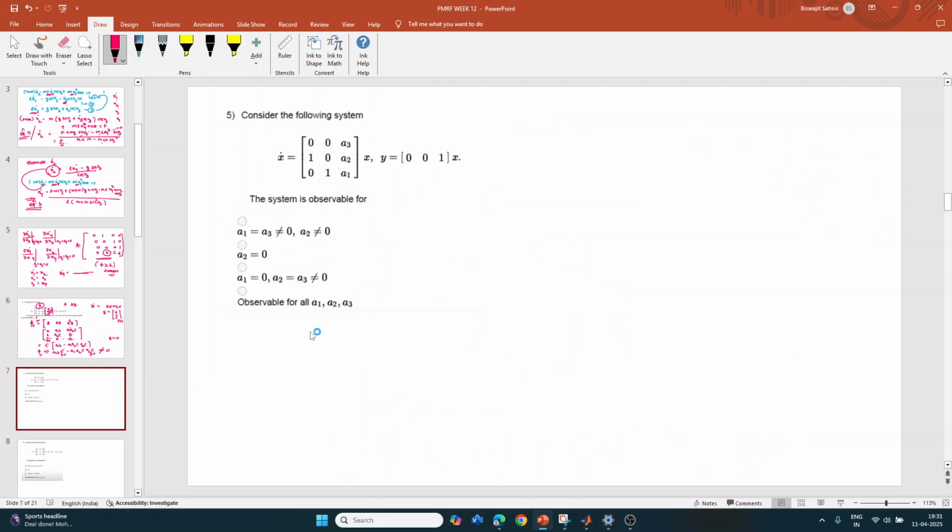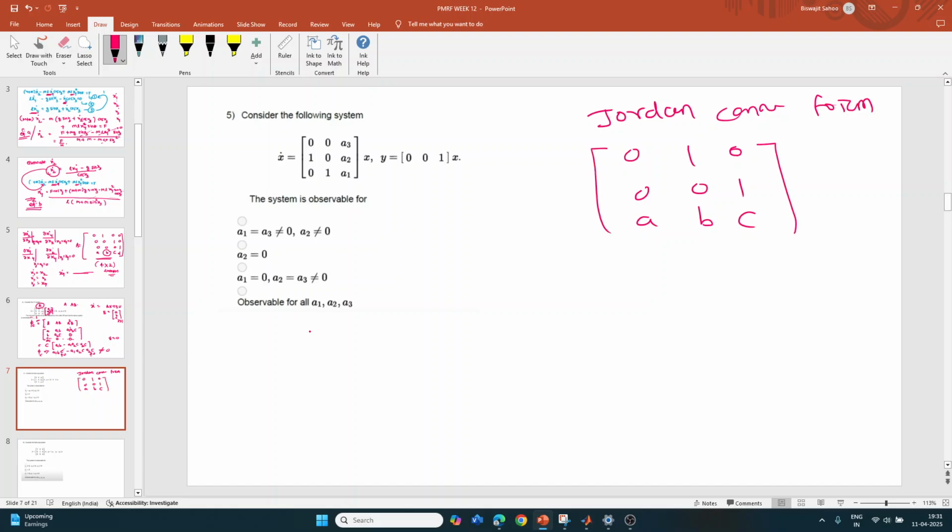Now here you can see this is another type of question. The system is observable. The system is observable for what values of A1, A2, A3? This is the system given. How to do it? One thing that was discussed in the lecture is the Jordan canonical form. What is the Jordan canonical form? 0 1 0, 0 0 1, let's say A B C. This is called a very good Jordan canonical form.